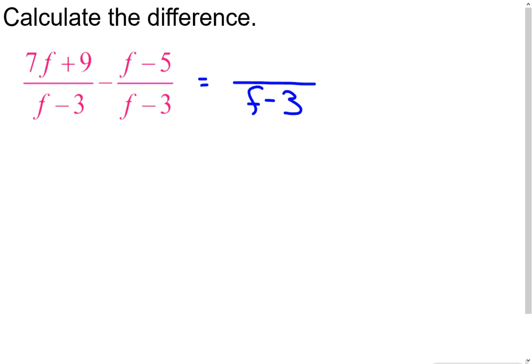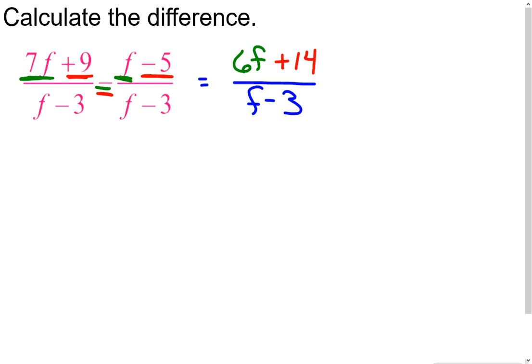Well, when we subtract, we're going to have to subtract like terms. So I'm going to start off, I have 7f. I have to subtract f. And 7f minus f is going to put us at 6f. And then I've got to come back, and now I'm going to look at the 9. I have to subtract a -5. 9 minus a -5, minus a negative tells me to add. So I'm going to end up with a positive 14.